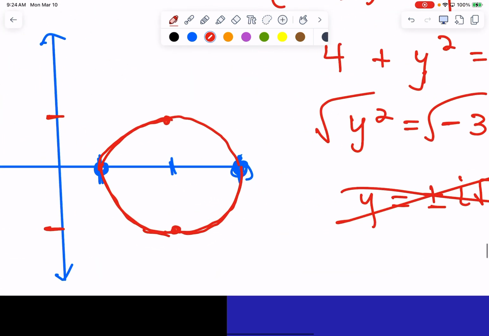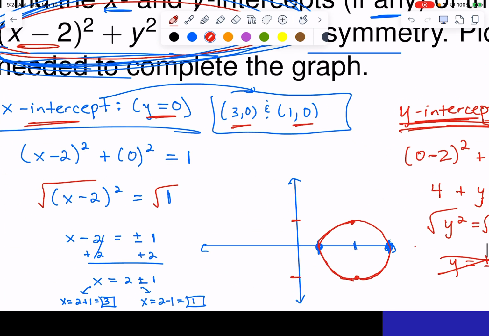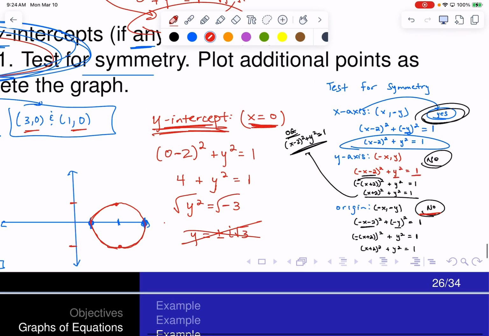You could have done it with a different number. Maybe you do. If you do numbers over here, I bet, let's try a different number. Let's say you tried, well, we already did 0 earlier. Remember we did 0 for the y-intercept? What did 0 give us?